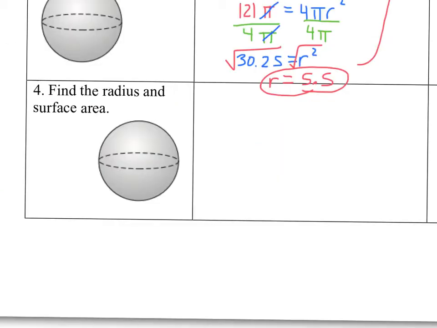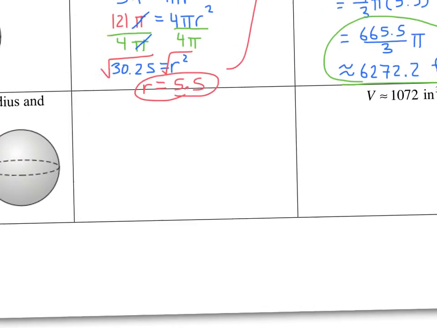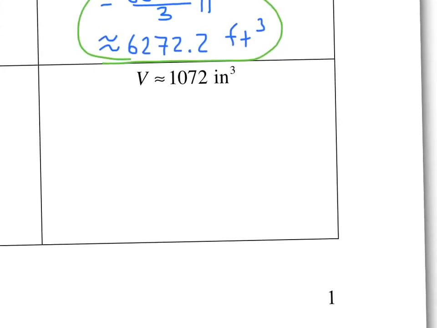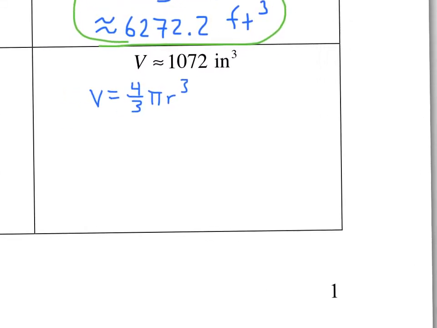So problem number 4 is the same as 3, except this time we're going to find the surface area given the volume. So, like we did before, I am going to start with my volume formula, which is 4/3 pi r cubed. Now the downside of this one is that we have to get rid of a fraction and a cube. So that's going to take a little bit of mathematical ingenuity. I'm going to substitute in the 1072 on the left side. I'm going to change this to approximately equal to.